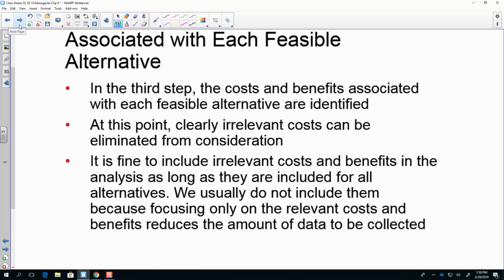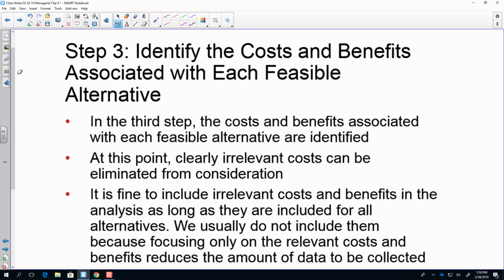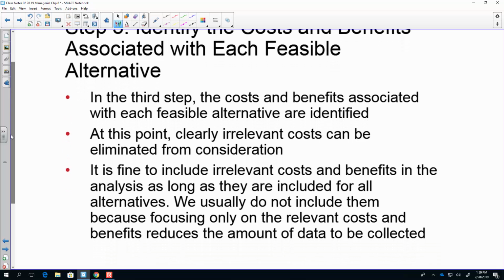Step 3, and I'm just going to quickly go through these. Here's where we identify the costs for each alternative that is feasible and find the irrelevant ones that we can eliminate, right? They do not become part of our decision process. So on the test, we'll give you an example of what costs are relevant, and then you'd have to decide which ones would be, or which costs are irrelevant, and you'd have to pick the irrelevant ones.